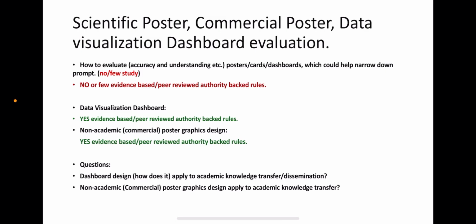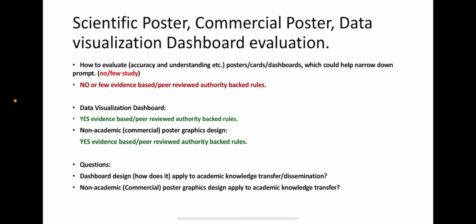On the other hand, data visualization dashboards and non-academic posters do have evidence-based and peer-review-backed rules. There are different research papers on how they extract rules with machine learning, and also verify those rules with experts in the field of, for example, data visualization and graphics design.